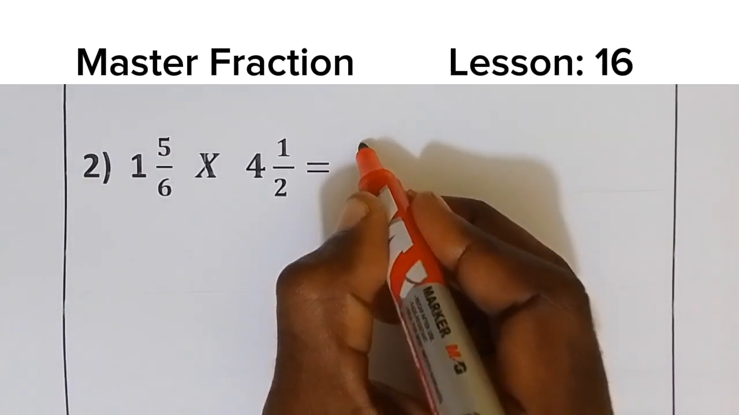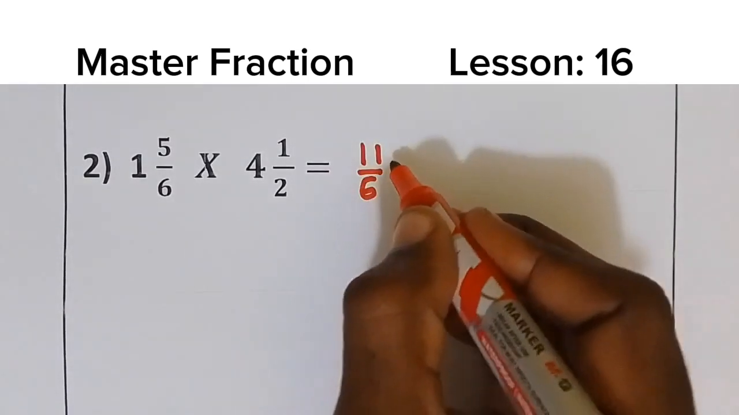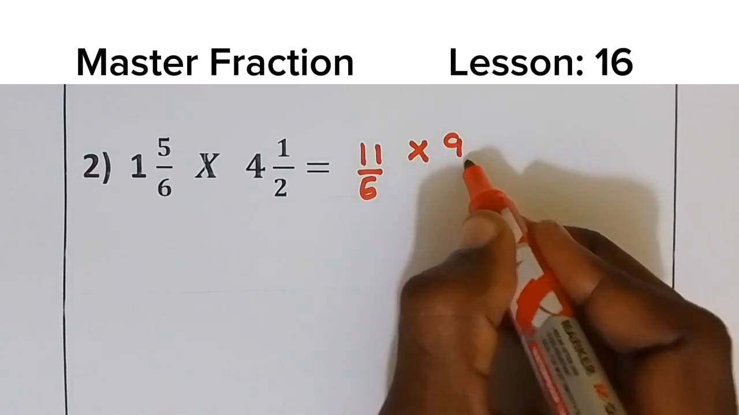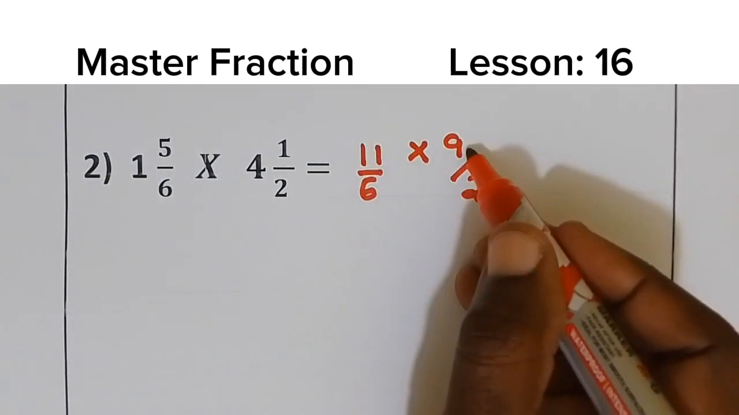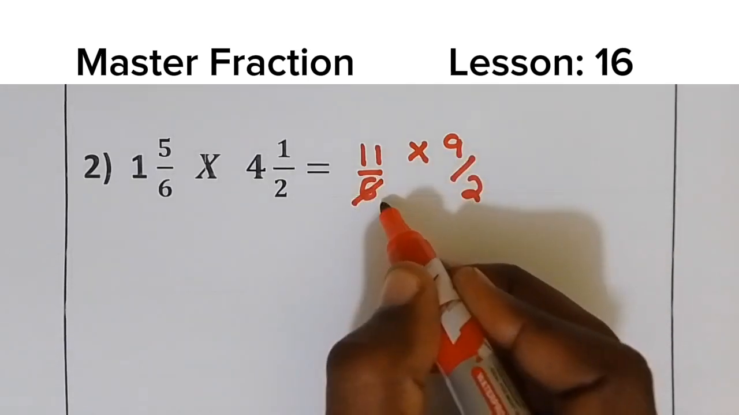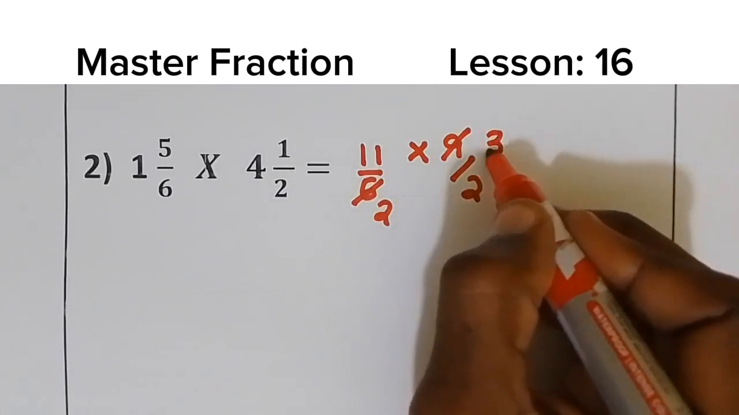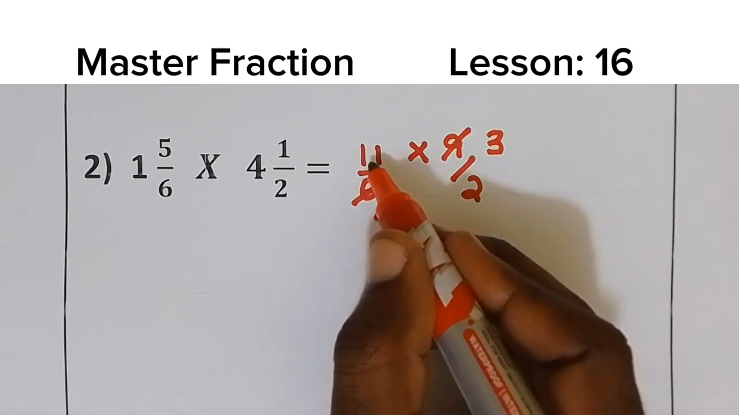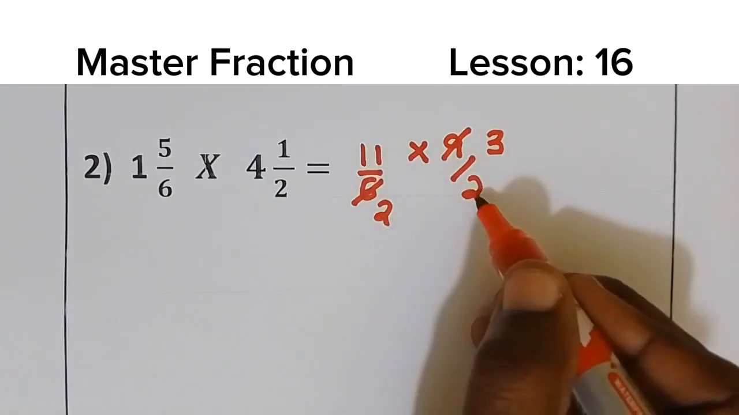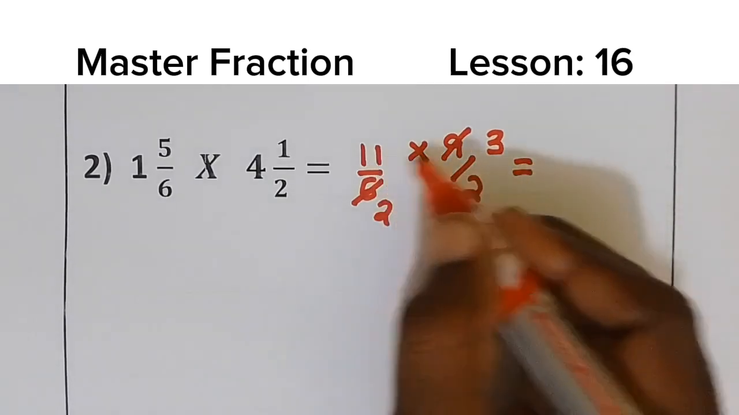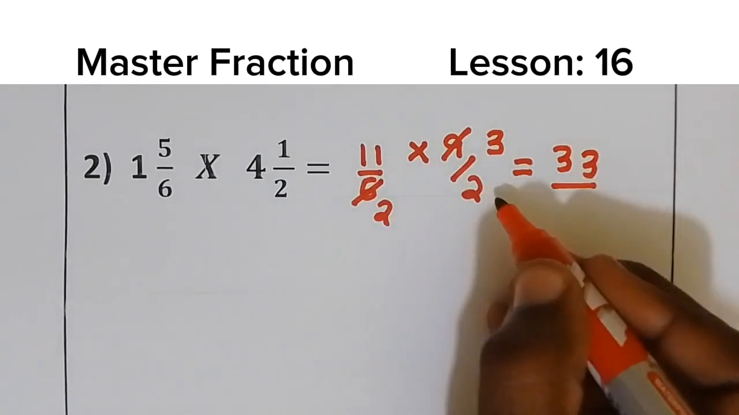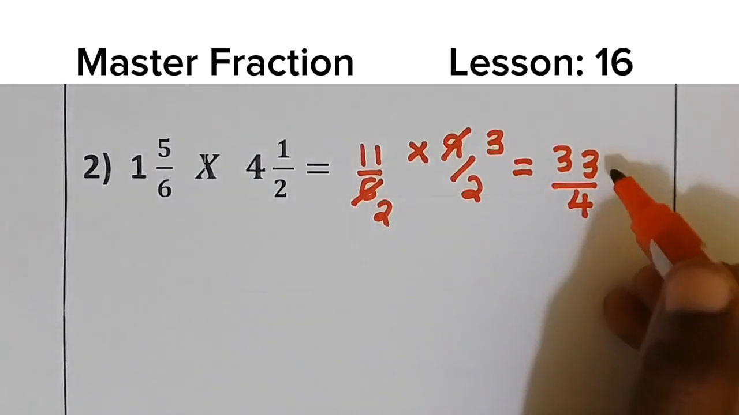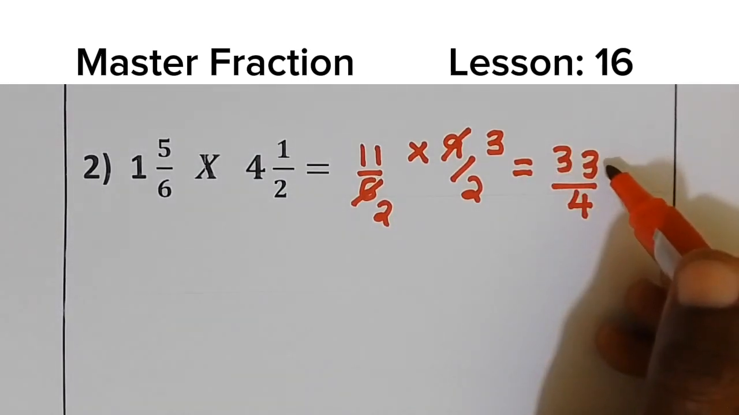We have 11 over 6 multiplied by 9 over 2. We are going to check if we can simplify. 6 and 9 can be simplified by 3. 6 divided by 3 is 2. 9 divided by 3, we get 3. Then we are going to multiply the numerator by numerator and denominator by denominator. This will be equal to 3 multiplied by 11, we get 33, over 2 multiplied by 2, we get 4. 33 over 4 is an improper fraction, so we'll change it into a mixed number.